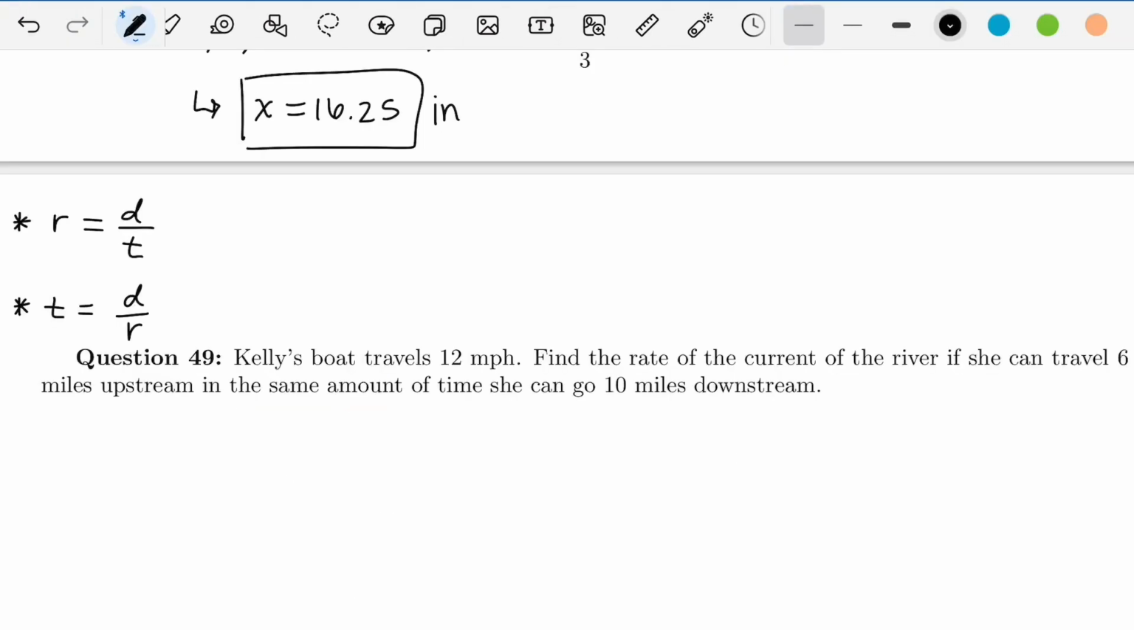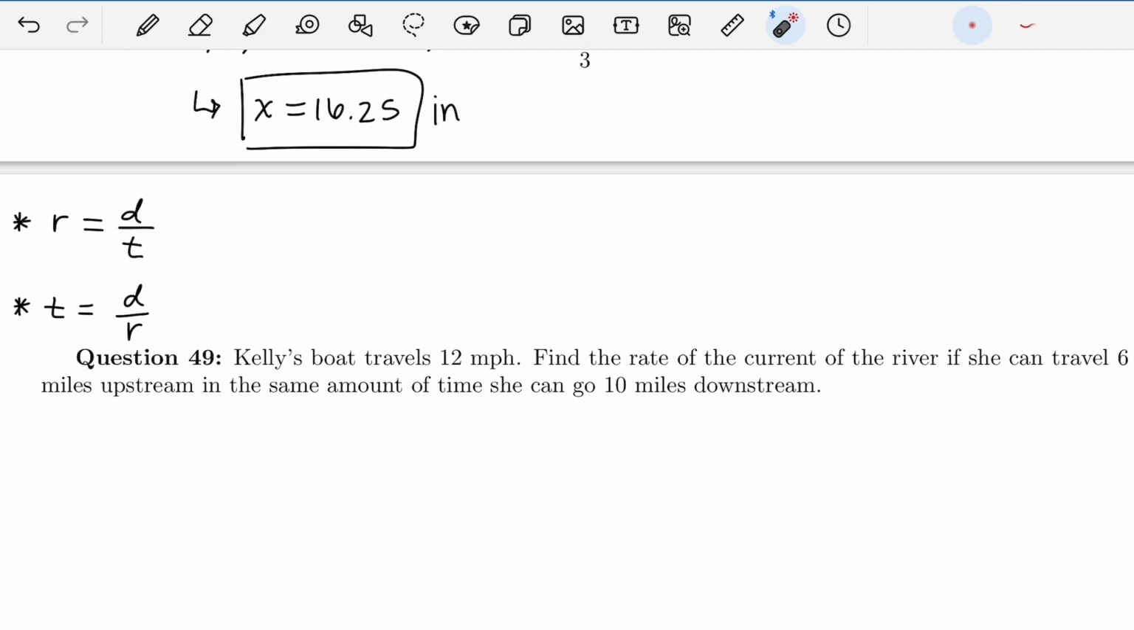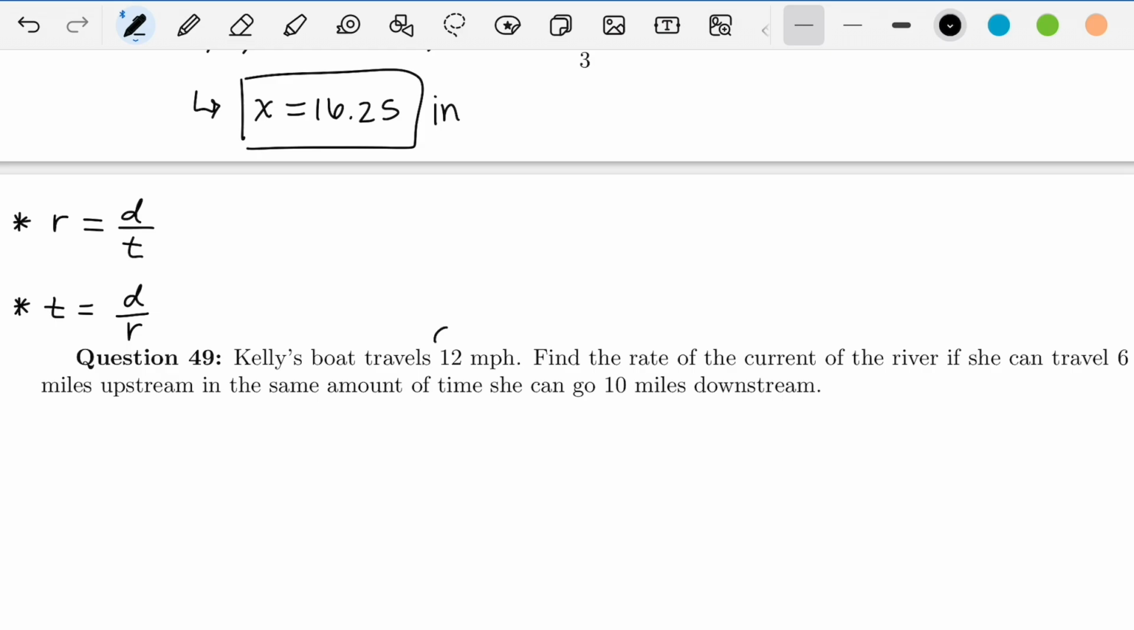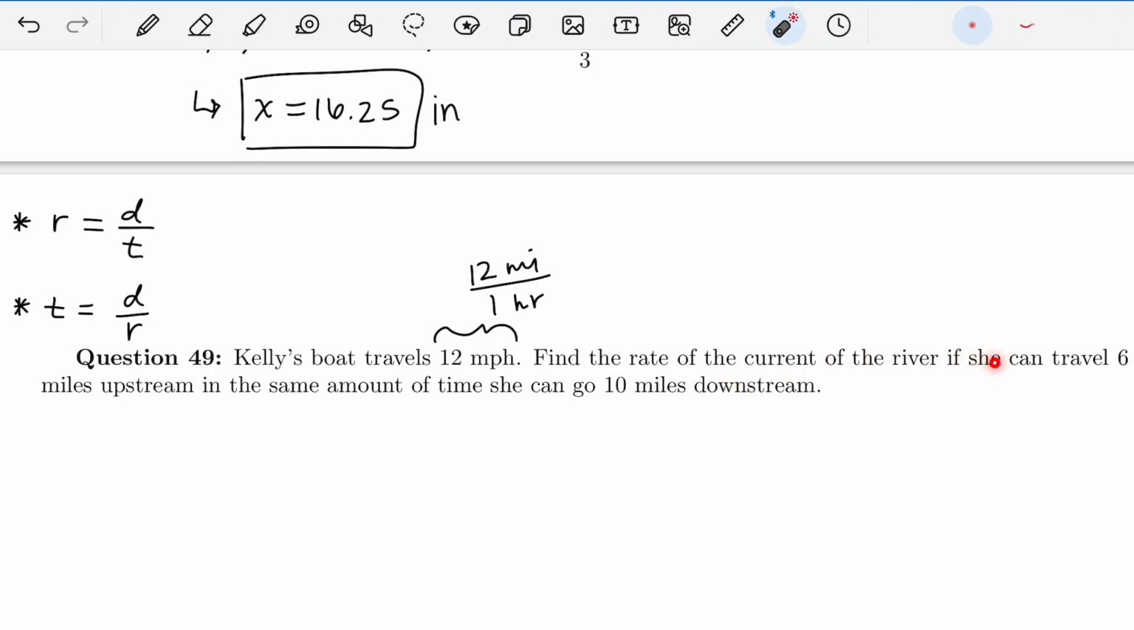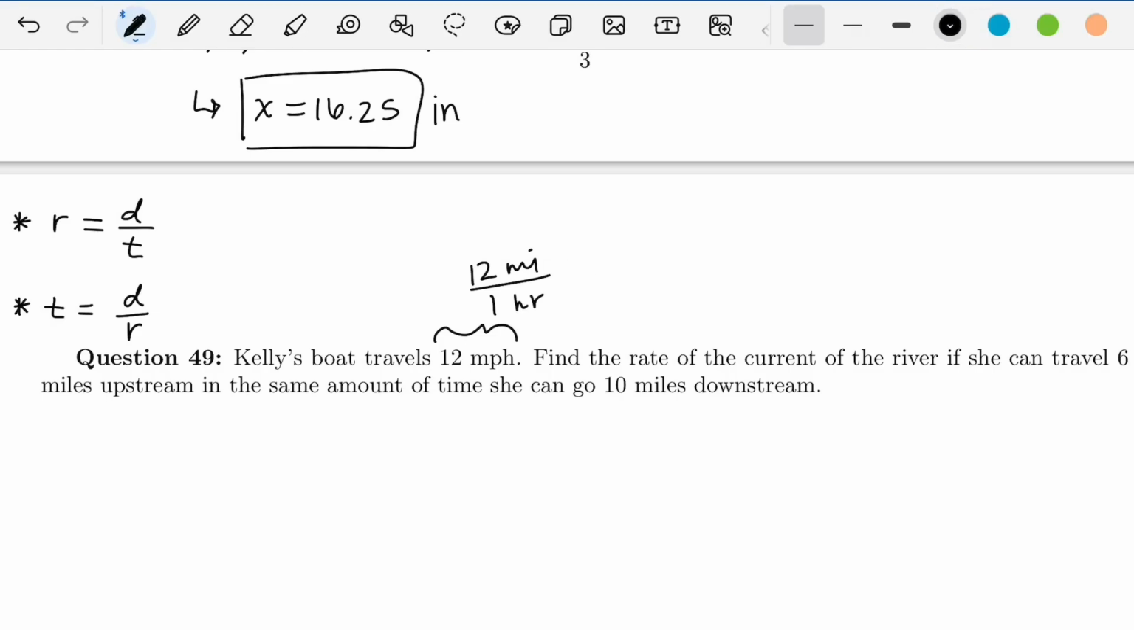So for this next example here, we're going to use these two formulas, and this says that rate is equal to distance over time, and then time is equal to distance over our rate. So for this example, we're told that Kelly's boat travels 12 miles per hour. So as a rate here, this would be 12 miles per 1 hour, so distance over time. What we want to do is find the rate of the current of the river if she can travel 6 miles upstream in the same amount of time that she can go 10 miles downstream. So to start off, let's let R be equal to the current of our river. So that's our unknown value, that's what we're trying to find.